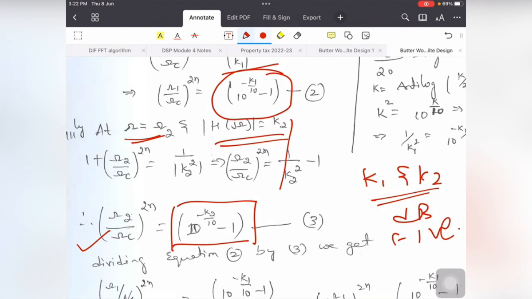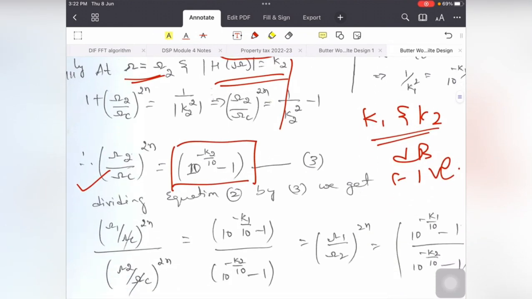Once you find equation 2 and equation 3, what we can do is divide equation 2 by equation 3. So, what is equation 2?